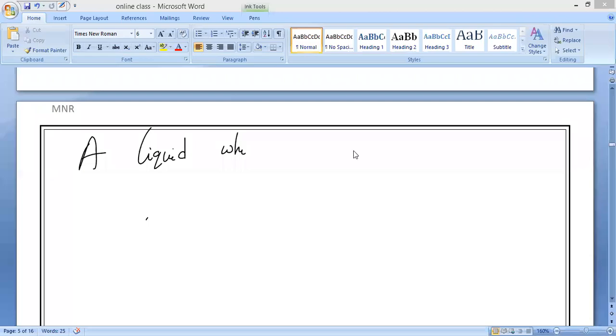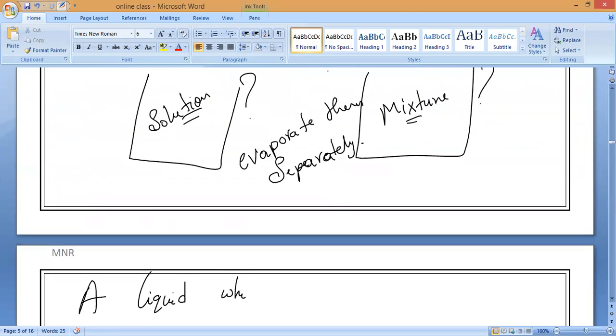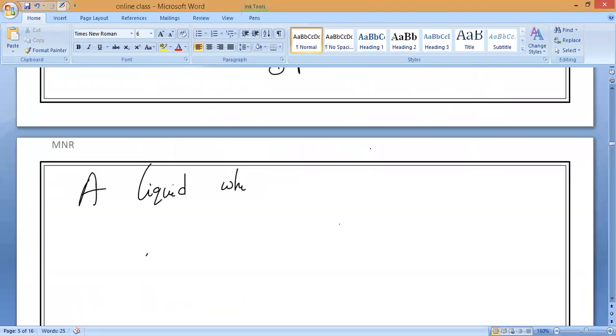By evaporation, we can identify whether it is a mixture or compound. So how can we identify that?